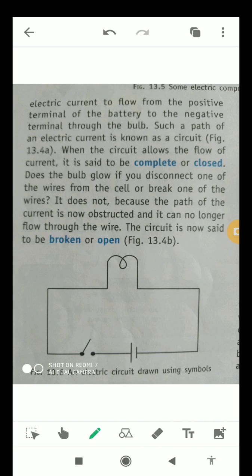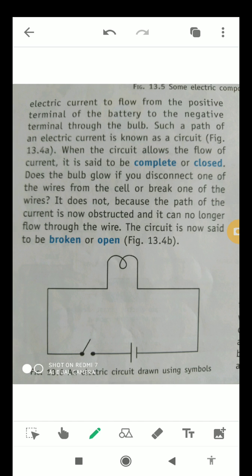Okay students, now I will tell you about a complete or closed circuit. A closed circuit is a circuit in which the current flows very easily, because there is no breakage in the circuit at any point, every connection is ready and every wire is connected properly. So this is called a complete or closed circuit.